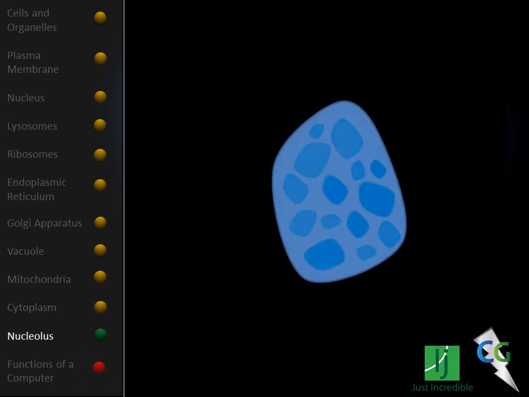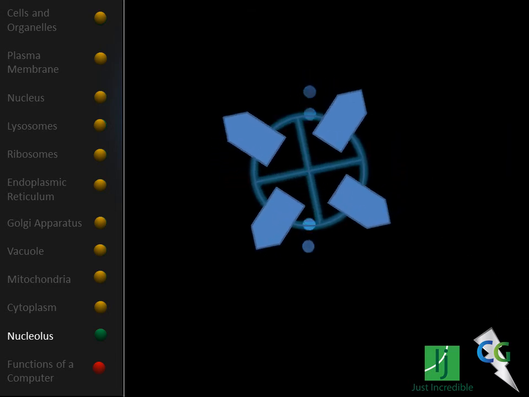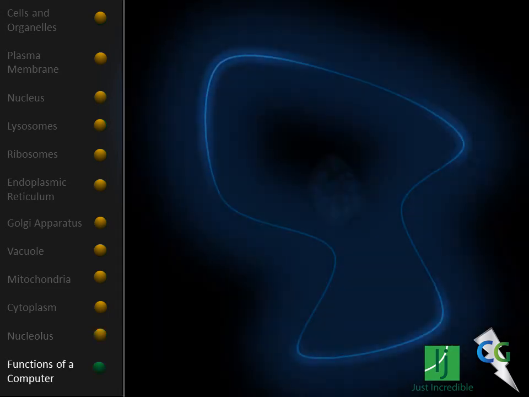The nucleolus is located in the nucleus of a cell. Its purpose is to produce ribosomes and send them to the other organelles. The nucleolus can be related to the CPU of a computer. It produces essential entities and sends them to different sections of hardware.